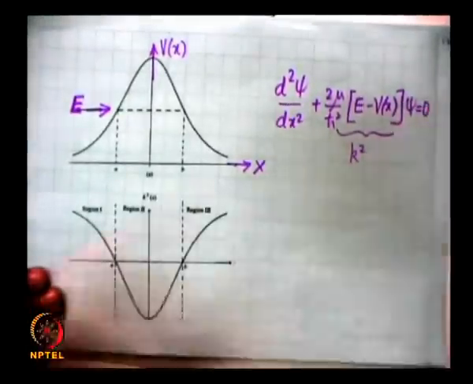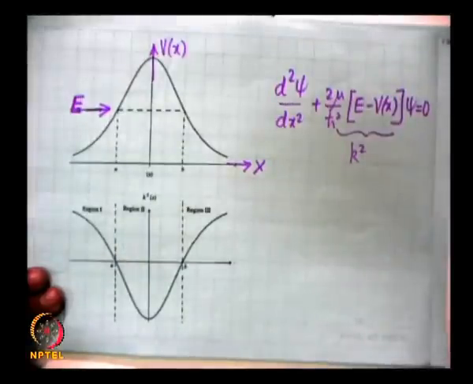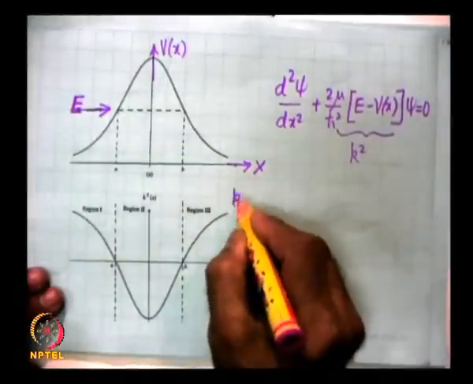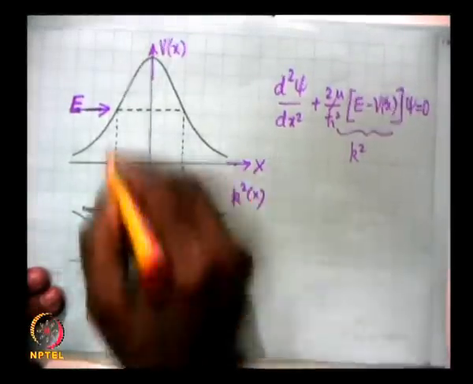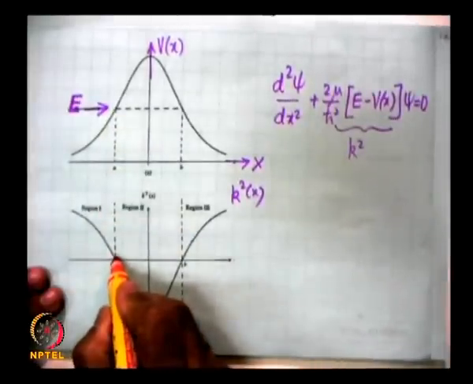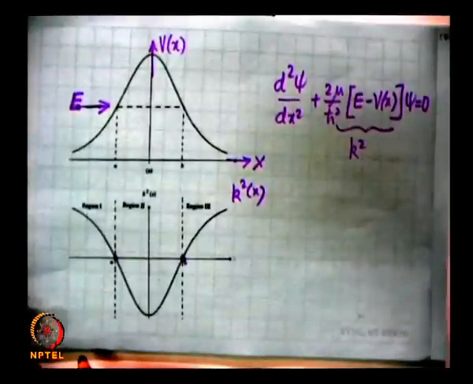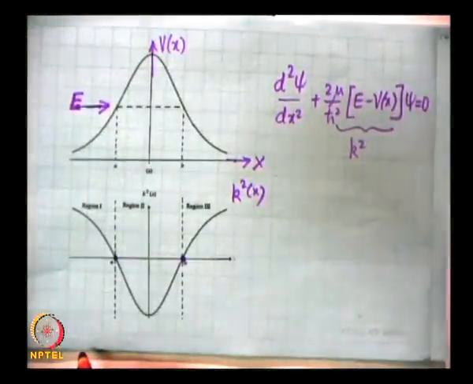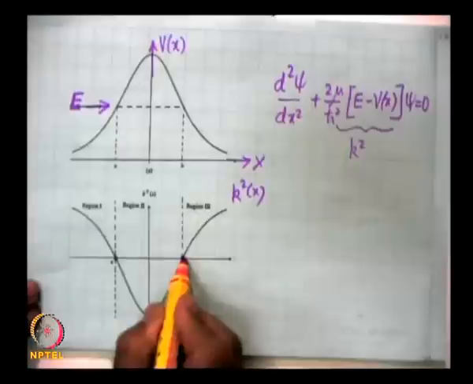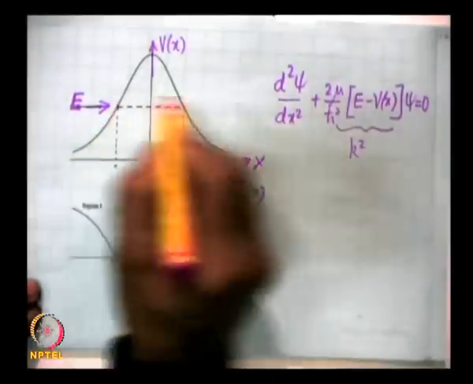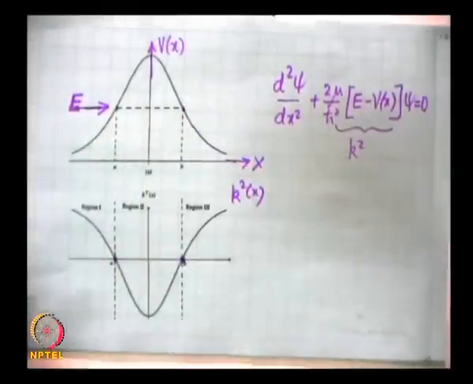Is equal to 0. So, if I plot k square of x, then it will look like this. These are the points at which k square of x is 0, and these are the classical turning points at which the particle will turn back.